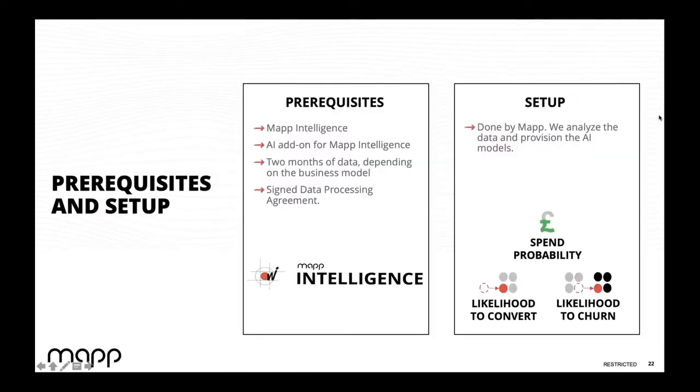How do you get this? The predictions and segments are available as an add-on package. You need to have Mapp Intelligence, and as an add-on, there's the AI package available. In order to run this properly, you need at least 2 months of data, depending on your business model. And of course, it is also very helpful, and mandatory so to speak, that you sign the data processing agreement to do this.